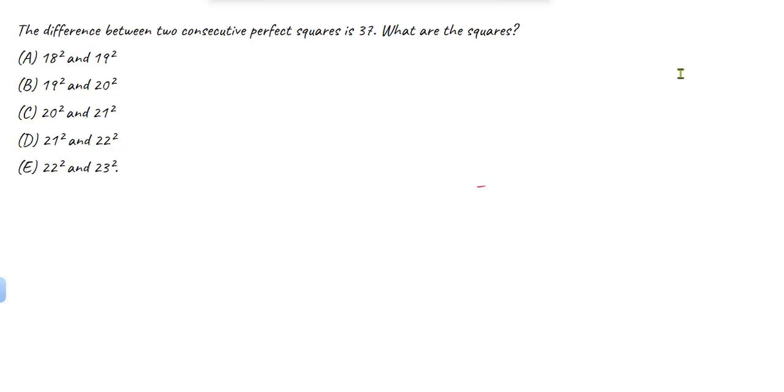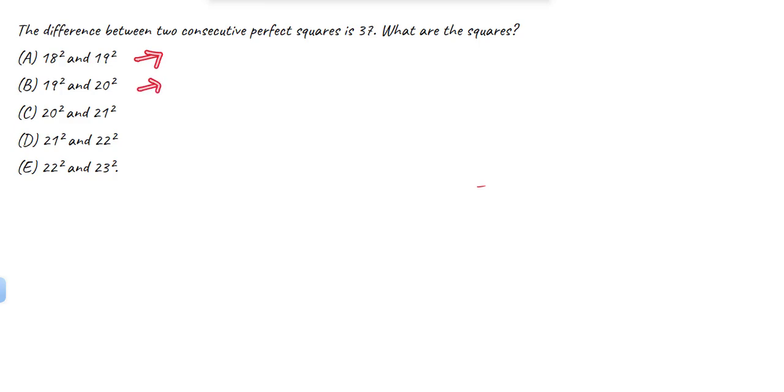Now we start with this multiple choice question. The condition that we have is that the difference between two consecutive perfect squares is 38. So you can do 18 square, then 19 square, and find the difference, then 19 square and 20 square, and find the difference, right? Doing that will take lots of your time and energy.